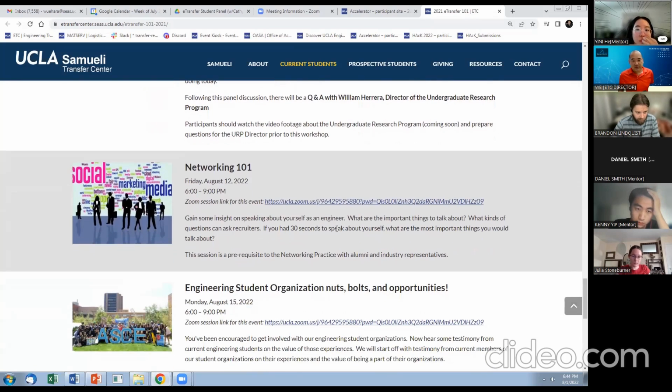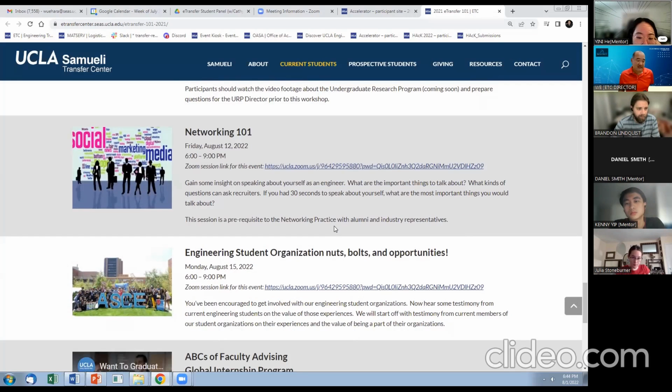The next eTransfer 101 session is Networking 101. As I mentioned, you'll need to spend a decent amount of your time over the next years networking, right? Whether that be talking to a recruiter or talking to a faculty advisor, or getting stuck in an elevator and wanting to talk to someone about what it is that you want to do.